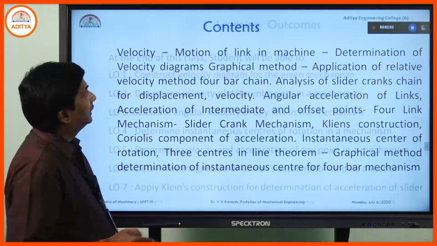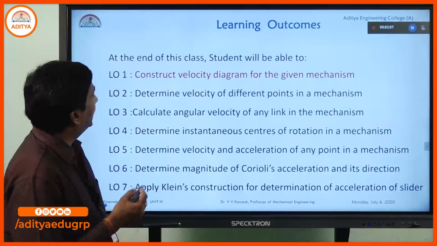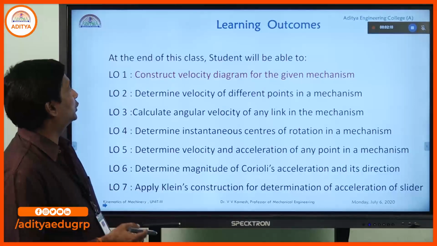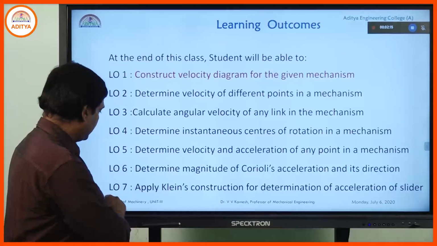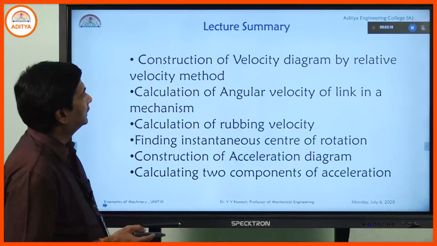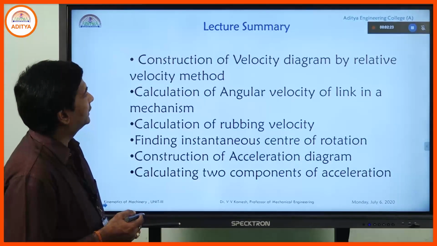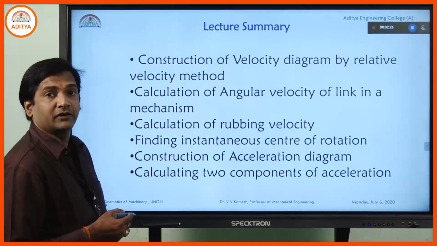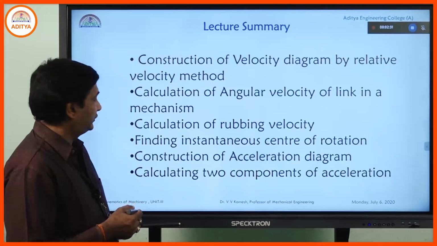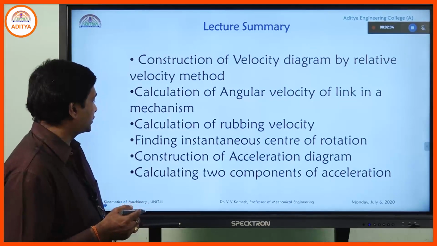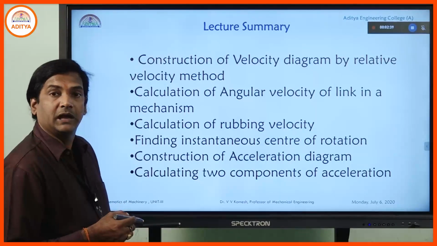And the various learning outcomes for the first lesson. At the end of this class, the student will be able to construct velocity diagram for the given mechanism. So, these are the various topics that we will discuss now. Construction of the velocity diagram by the relative velocity method, calculation of angular velocity of a link in a mechanism, and calculation of the rubbing velocity of the links, finding the instantaneous center of rotation, construction of acceleration diagram, and calculating 2 components of the acceleration.